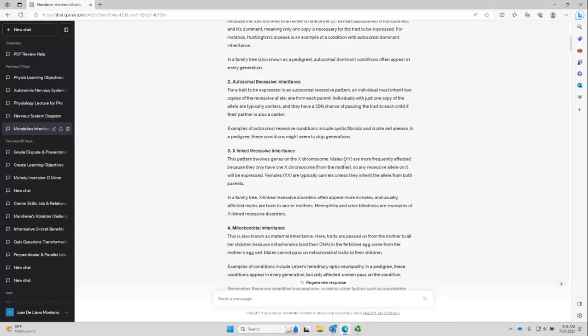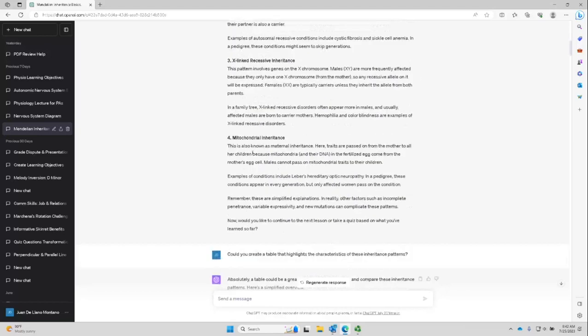So it's going to be more frequent in males in a family tree. So it will appear more commonly in males. Males are born typically to carrier mothers, because males inherit the X chromosome from the mother and the Y chromosome from the father. Examples are hemophilia and color blindness.